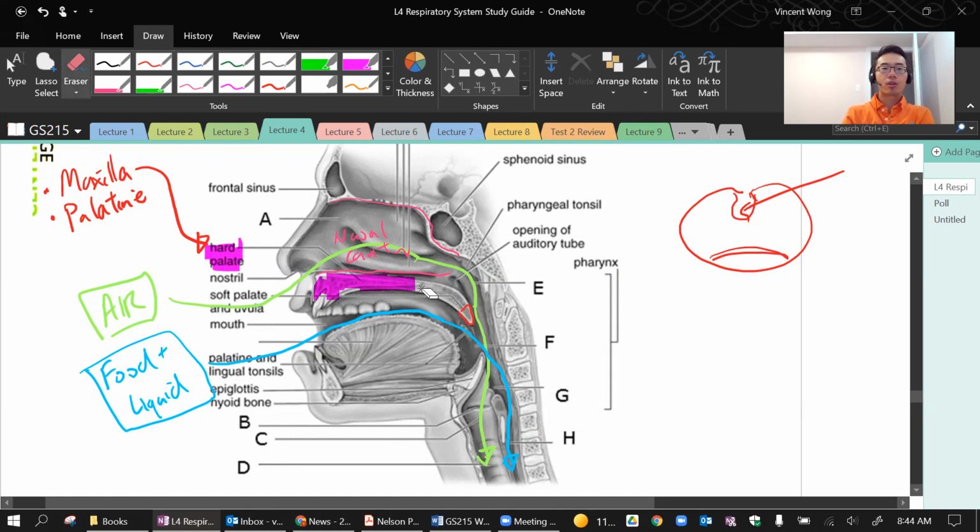That is the extension of your soft palate. So the soft portion is the soft palate, and then it ends with the uvula. U-V-U-L-A, uvula. Okay, so what's going on here?